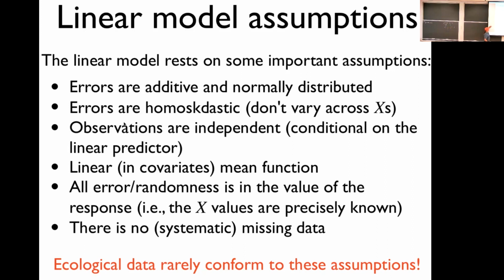Observations are independent. We'll talk a little bit about that when we get to hierarchical models. Linearity, we already talked a bit about. There are lots of other modeling approaches out there that relax that assumption. But here, I'm going to start with these two: all the error is in the response variable. In other words, we somehow magically have observation errors in our y data, but measure our x's perfectly. That seems like a tenuous assumption. And that there's no missing data. And I'll say, ecological data and pretty much everyone else's data rarely conform to those classic assumptions.